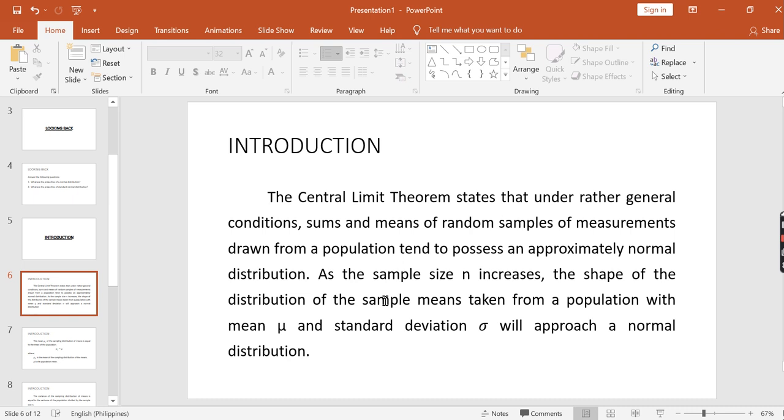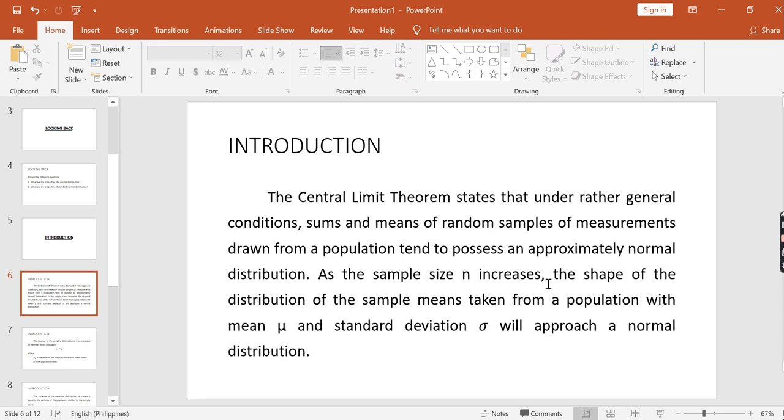The central limit theorem states that under rather general conditions, the sums and means of a random sample of measurements drawn from the population tend to possess an approximately normal distribution. Okay, it says that the means or the sums of the measurements from the sample, there's a chance that the mean or the sum from the sample is the same as the mean or sum of the population.